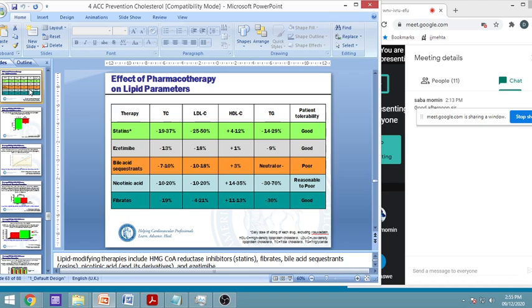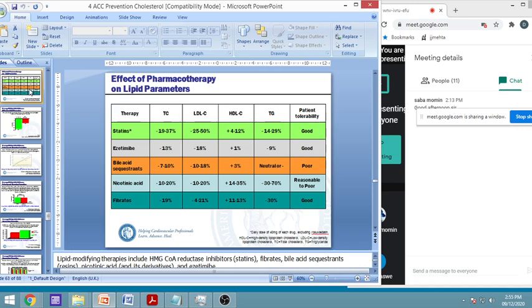There are no big changes in the triglyceride, but they can reduce a good amount of LDL-C. Nicotinic acid is very good for triglyceride. You can see that it can reduce around 30 to 70%, but patient tolerability is comparatively poor. It has more adverse effects. Fibrate can also reduce triglyceride by around 30%, and they have comparatively less effect on LDL.